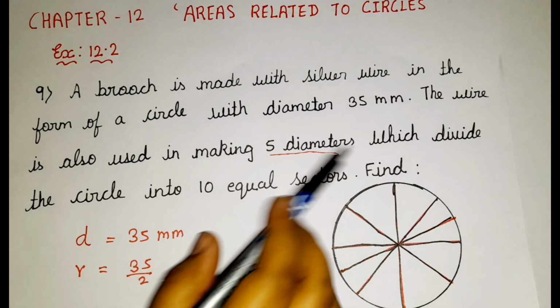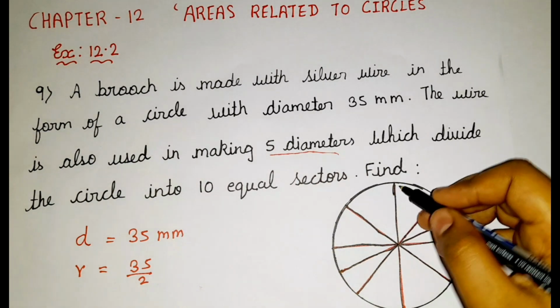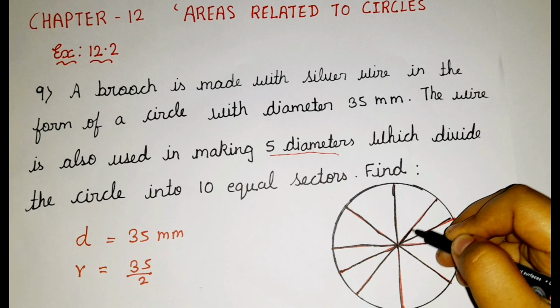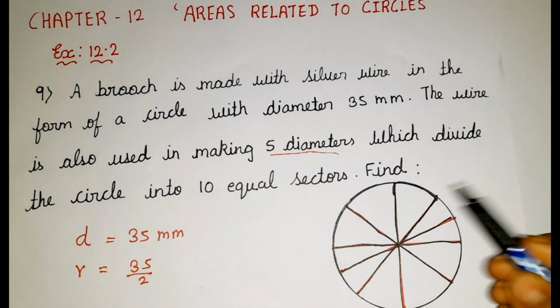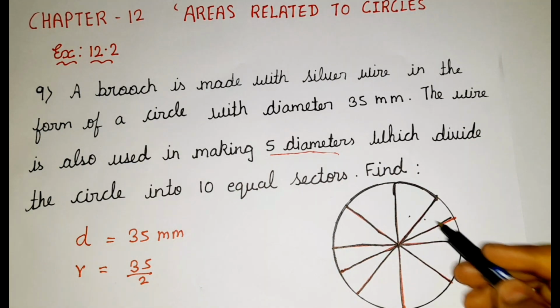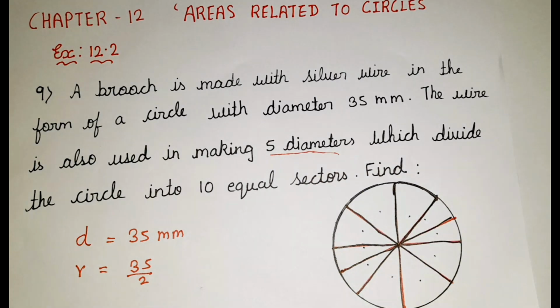Which divides the circle into 10 equal sectors. So what is a sector? In this figure, this thing we call a sector. Am I right? So let us count how many sectors we have. 1 2 3 4 5 6 7 8 9 10. So we have 10 sectors. Now we know the basic concept. Since you know the question very well, we can actually solve it. So let us look at the first subdivision, guys.